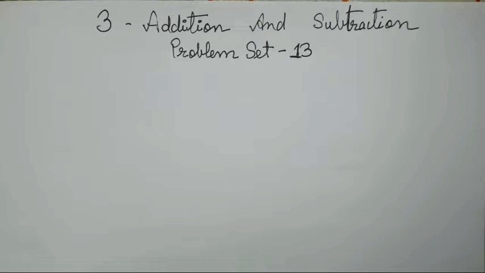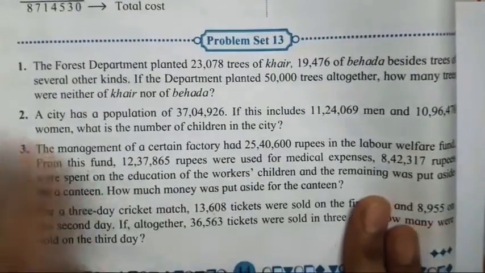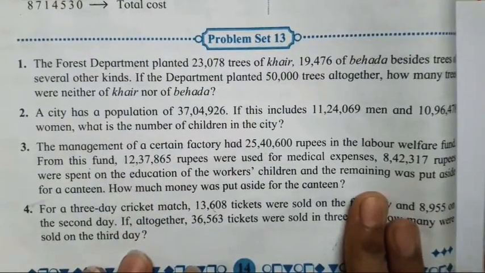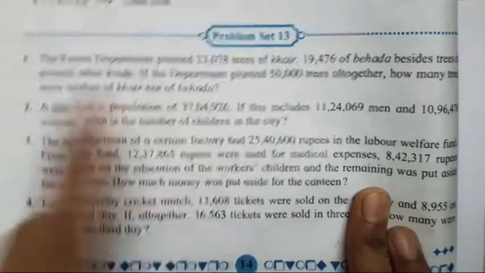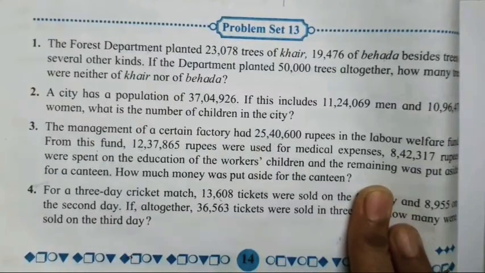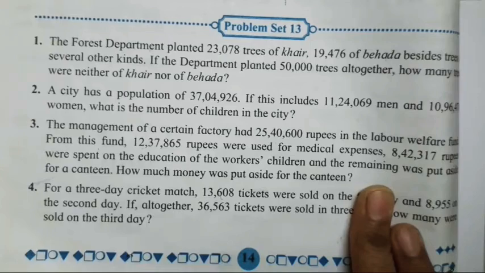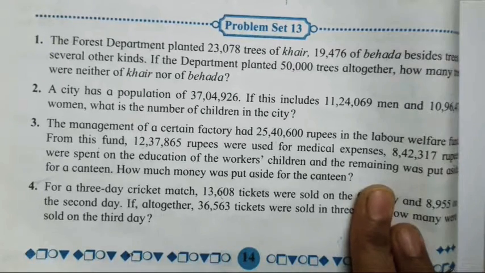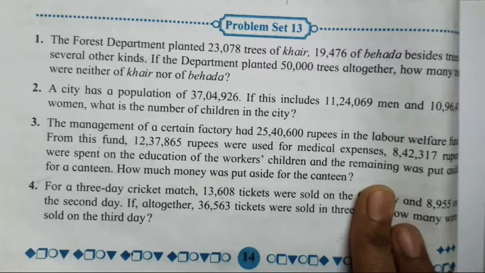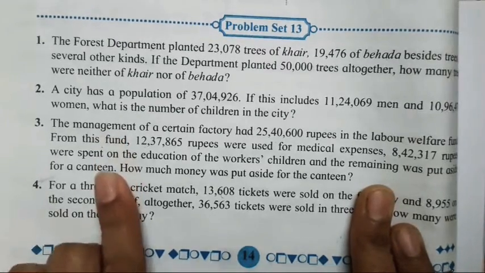Today we are going to study chapter number 3, addition and subtraction. Problem set number 13 we are going to complete in today's video. So in this exercise we have to do both the addition and subtraction together depending upon the question asked. In a single example you have to add also, and you have to subtract also, but what you have to add and what you have to subtract, you will be able to understand if you read the question properly.